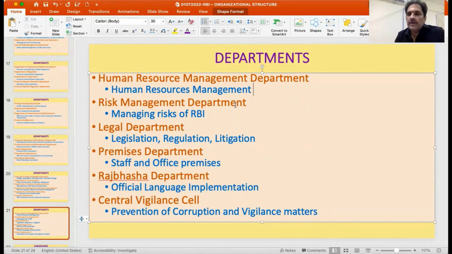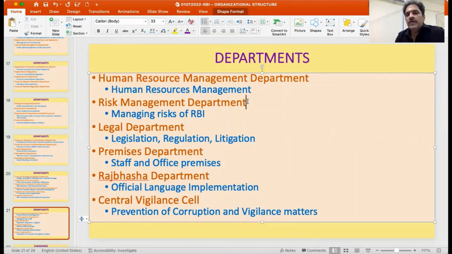Then the risk management department is very important because RBI's balance sheet is also subject to a lot of risks, and RBI is also exposed to operational risks because of the computer systems, then loans and advances that it gives, then foreign exchange risk that it is exposed to. So how risk management is done in Reserve Bank of India and how the systems are supposed to be put in place is handled by the risk management department.